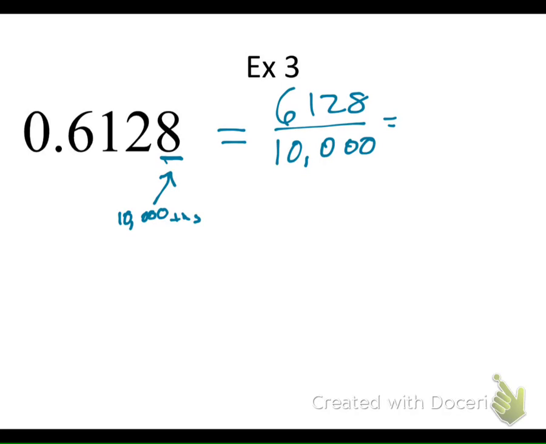Well, it's the same. No, you need to use your fraction button, not the division button, the fraction button. Because if you use the division button, you're going to get this. Which, I mean, we can't write 0.6128 equals 0.6128 because that's not converting.